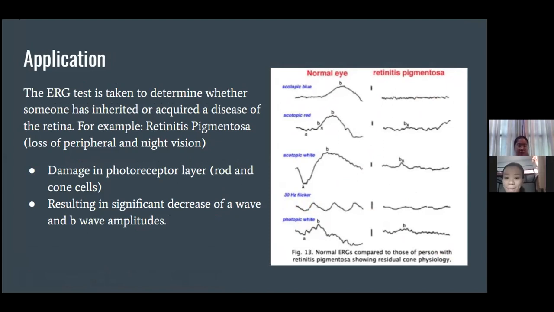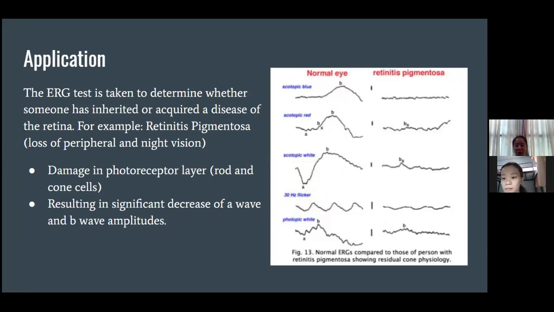I have a short question. Do you think it can also be used to detect, for example, color blindness? Yeah, it is possible. But I do not know what the wave would look like. But as we can see, the theory says that the A wave indicates the photoreceptors, which means the cone and rod cells. And the cone cells, especially, are the ones responsible for our color vision.